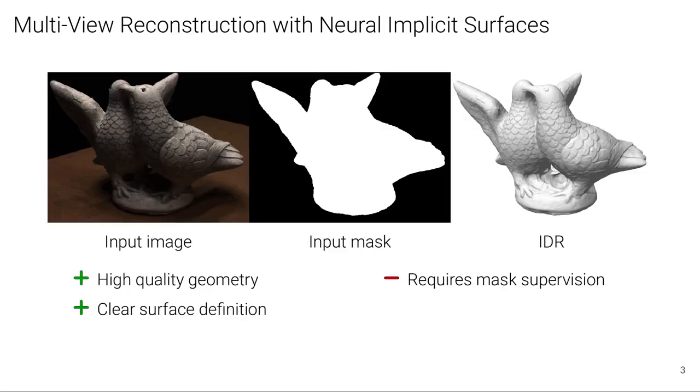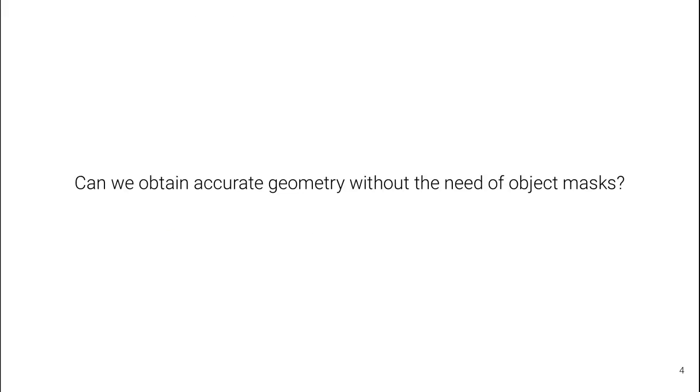As we see here, IDR reaches a very high level of detail at reconstructed surfaces. However, a major drawback of these surface rendering methods is that they require pixel-accurate masks as an additional supervision signal. A reason here is that gradients are locally bound to surface regions. This brings us to the central question behind this work. How can we obtain accurate geometry without mask supervision?